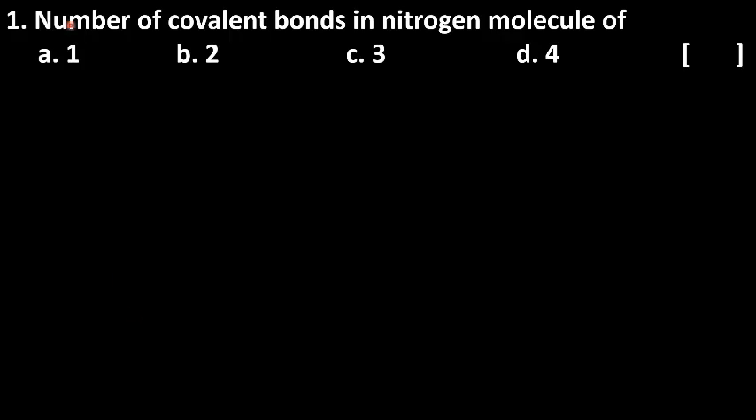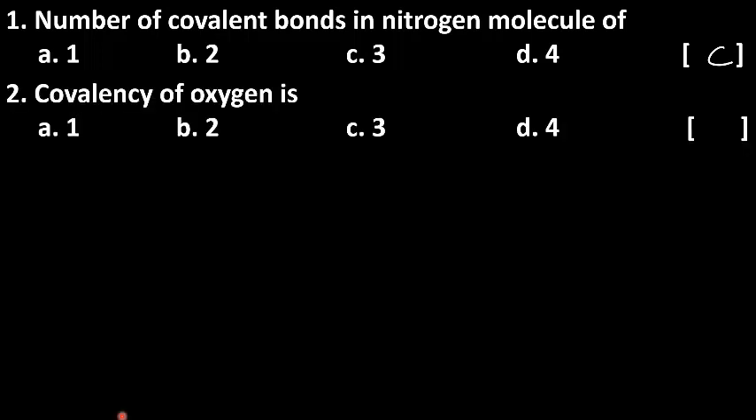Let us do some multiple choice questions. The number of covalent bonds in a nitrogen molecule is A1, B2, C3, D4. The correct option is C. Nitrogen molecule has a triple bond. Now the second one is the covalency of oxygen. Covalency means the number of bonds an atom can form. Oxygen has a double bond, therefore the covalency is 2, that is answer B.